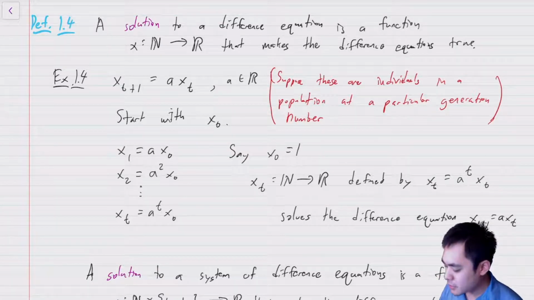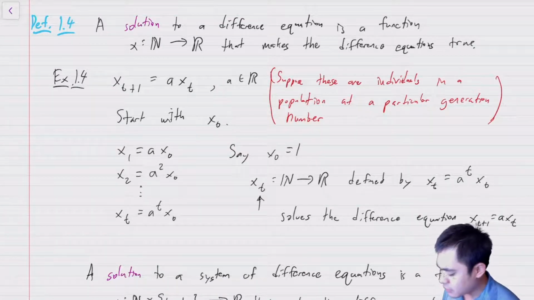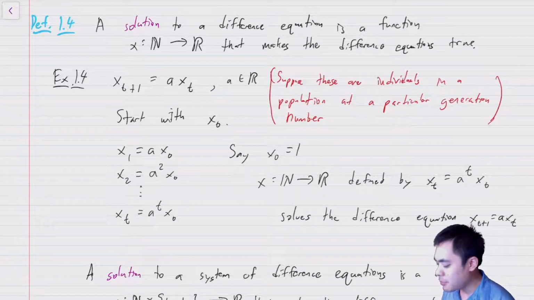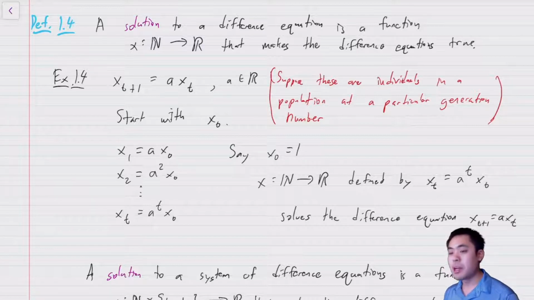And this is because the t term here goes from, we should probably say x. And then, of course, at any particular time, x sub t, where t is taken from the natural numbers, we have some particular real number of the number of individuals at that particular time step. And so this is a solution to this simple difference equation.